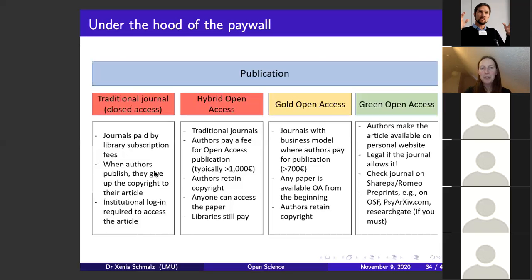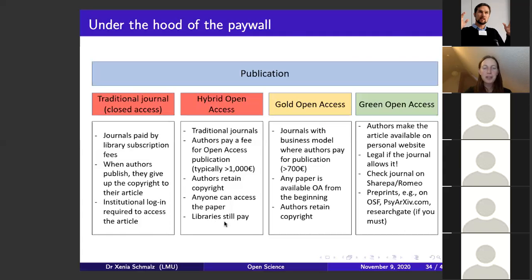There has been a lot of criticism of this system, as I'm sure all of you are aware. And these same traditional journals came up with a hybrid open access model. So they sell it as open access, but basically it's the very same journals for which the libraries pay a subscription fee. And they say that if the authors pay an open access publication fee, typically well over 1,000 euros, then they generously allow the authors to keep the copyright. And they publish it open access so that anyone can click on the PDF and download it.